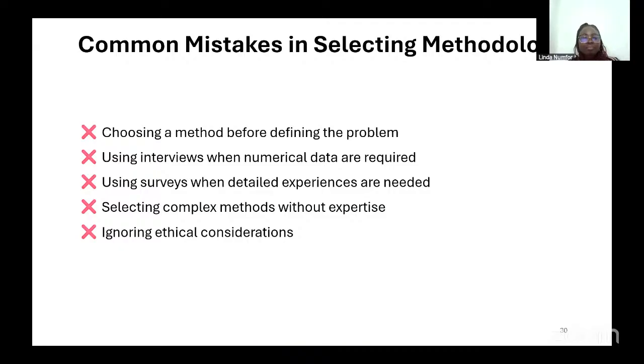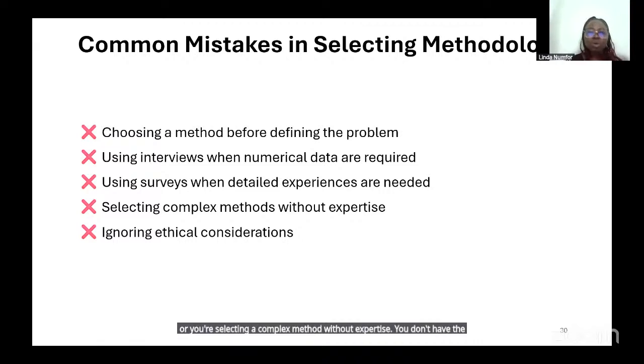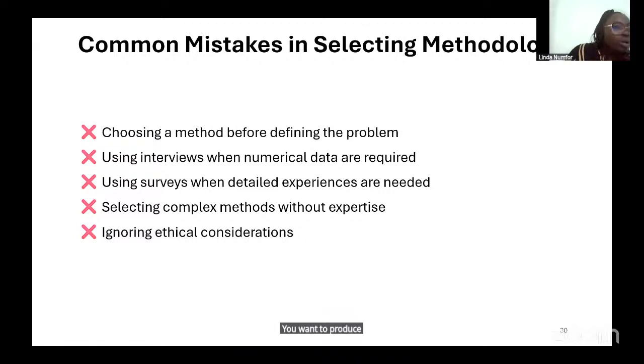Or you are selecting a complex method without expertise. You don't have the expertise. You want to produce, maybe, the wing of the plane in Africa without having the necessary equipment to produce the wings of the plane. It is so complex for you to produce that part. And how will you test it if you cannot produce a full plane?